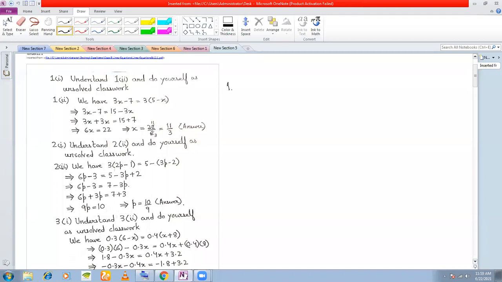Let us start with 1, 2. Let us start with a very simple problem here. Okay, so the question here is 3x minus 7 is equal to 3 into 5 minus x. Now see, no fractions are there, so you can skip step 1, right? That means we now come to step 2. What is step 2? That is to bring all the variables on one side. Now, in order to bring all the variables on one side, you first multiply 3 by 5 minus x.